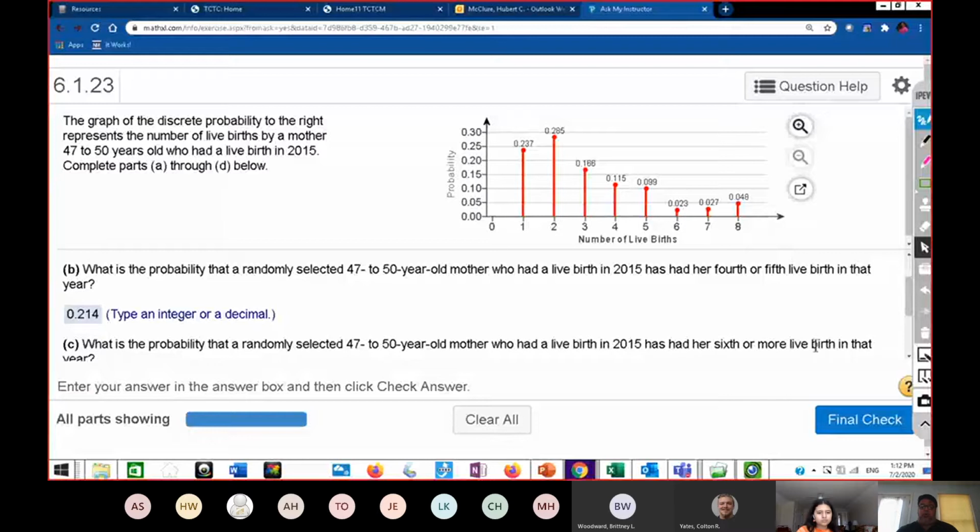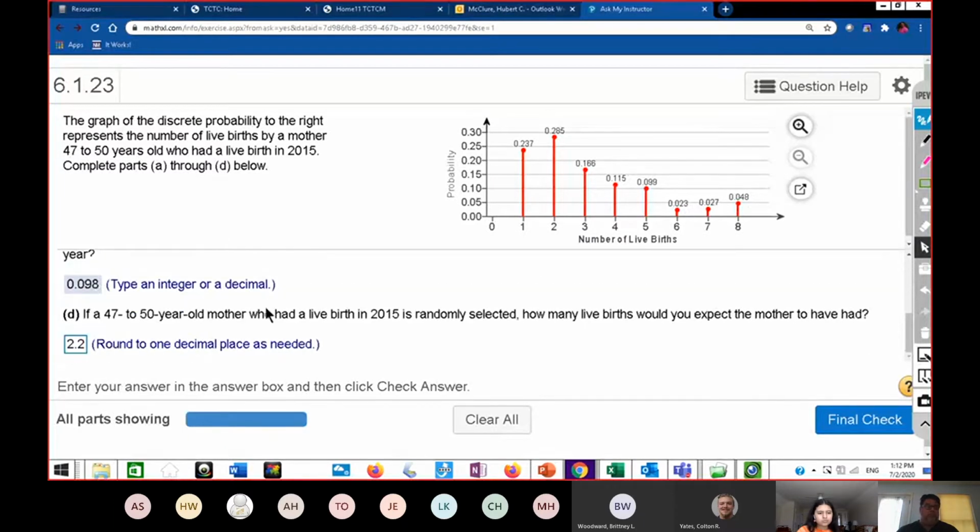Six or more. Somebody add that. That's 2 cents. That's 2 cents. And then 1 to make it 5 cents. 9 cents. 0.098. Yep.